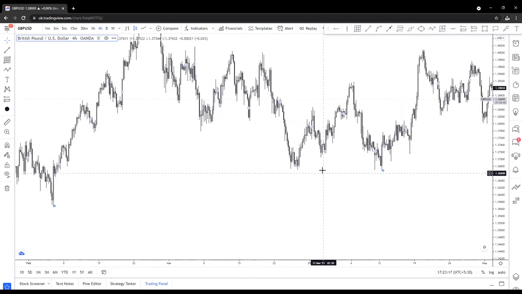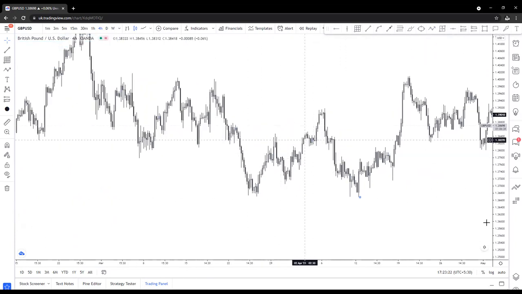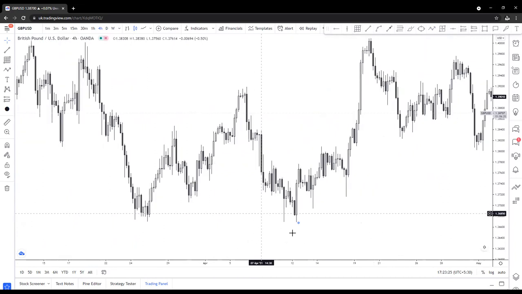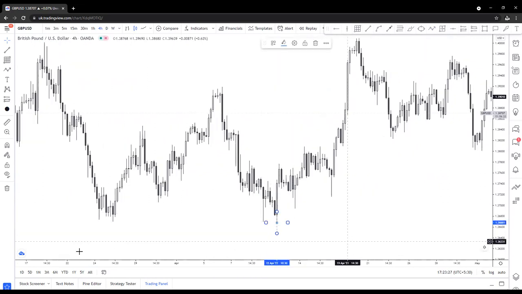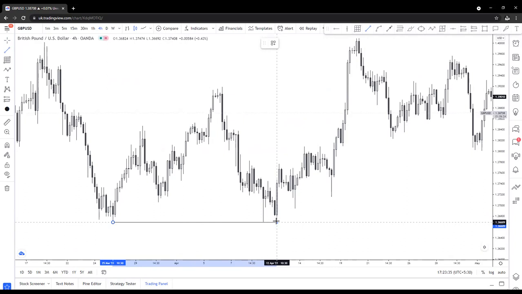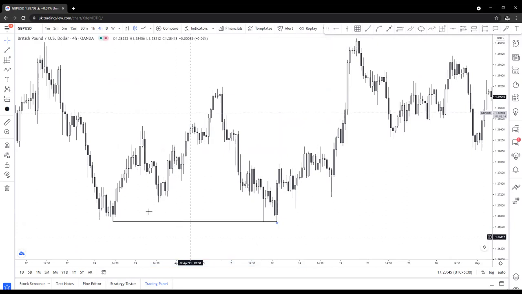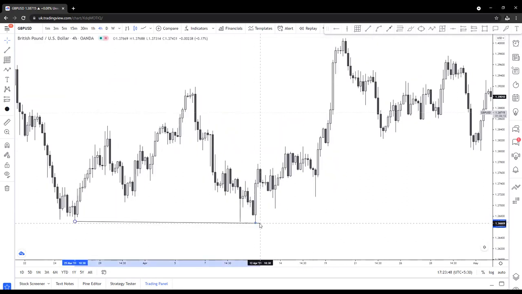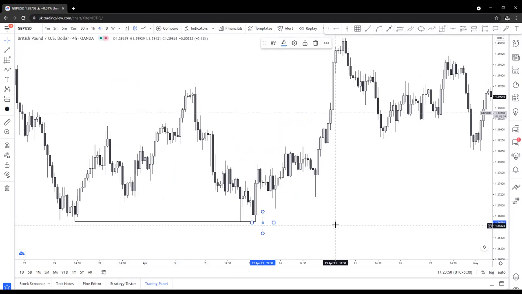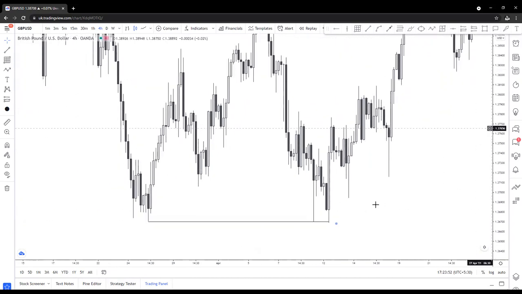Even though this may look like relative equal lows, they aren't. What price did was, this low right here took out liquidity from all of the previous lows, even though it's not visible. This is a 4-hour time frame. On the 15-minute, we can see a clear wick coming back down and taking liquidity from both of these lows. You see that? Even by a tick, they did that.